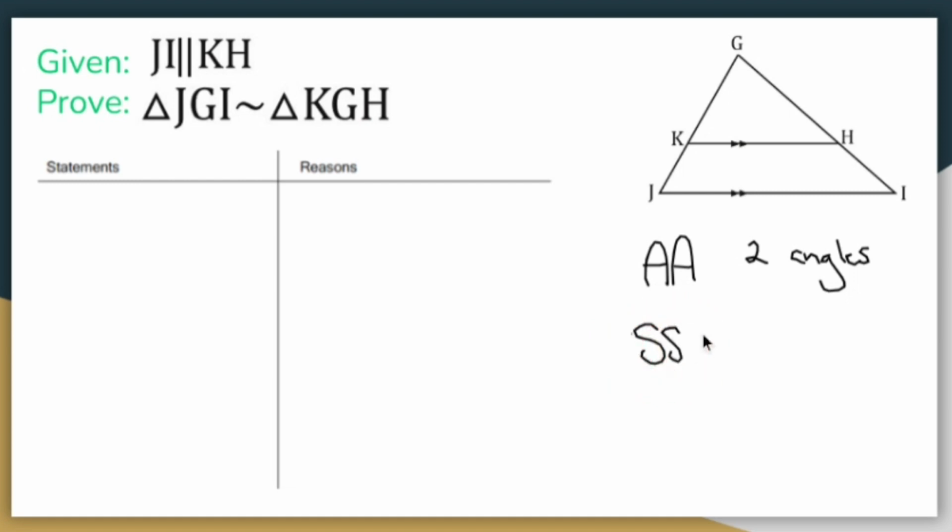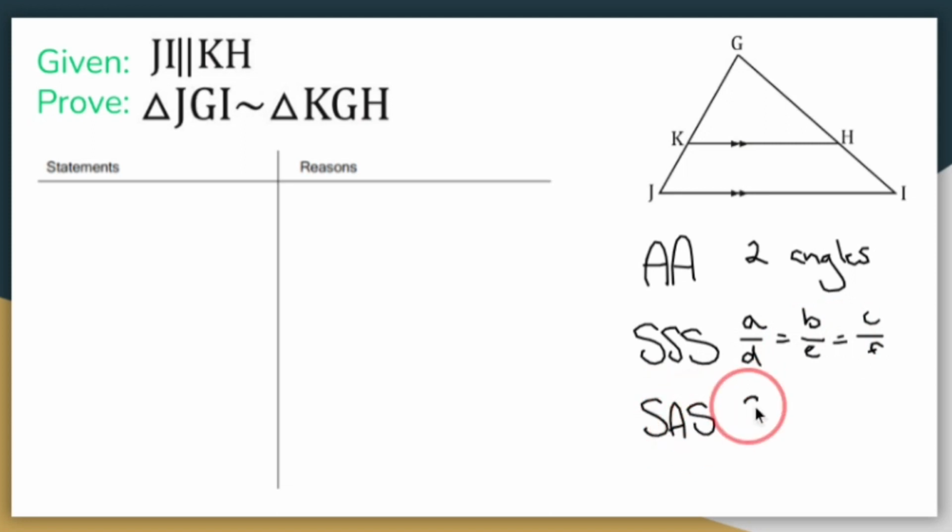And you might be thinking, isn't that a congruency one? Yes, it is. But what we're talking about here is ratios. So if I have a triangle with sides A, B, and C, and if I could show that the ratios are proportional to sides D, E, and F, then I have myself SSS. The third one is SAS. So if I could show that two sides are proportional, and if I could show that two angles are congruent, then I'm good.